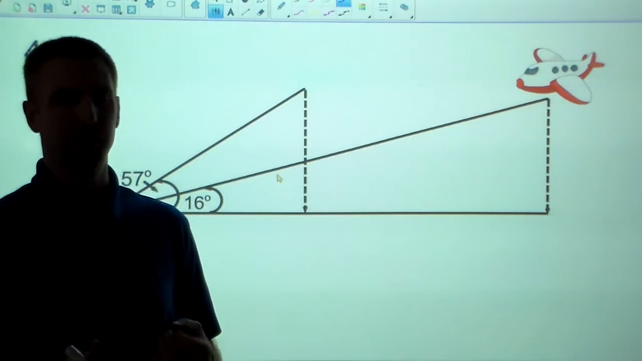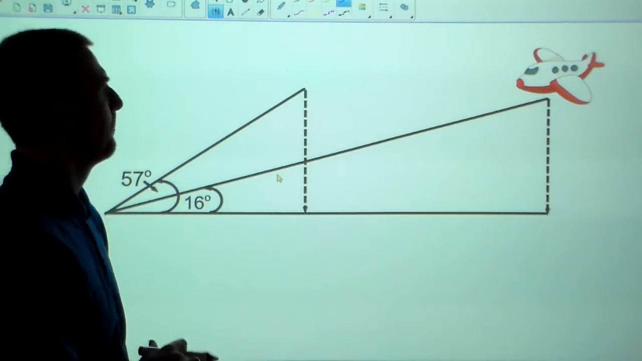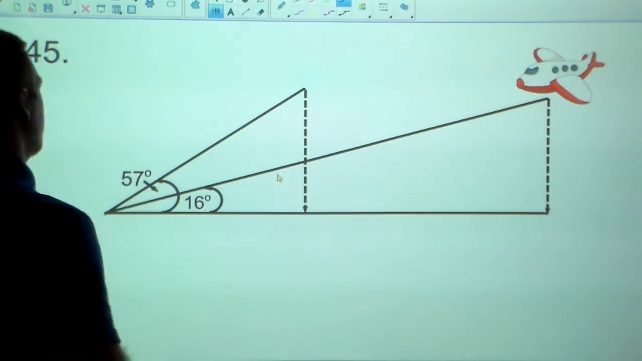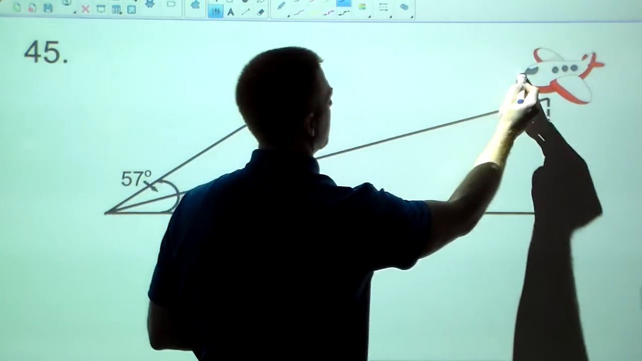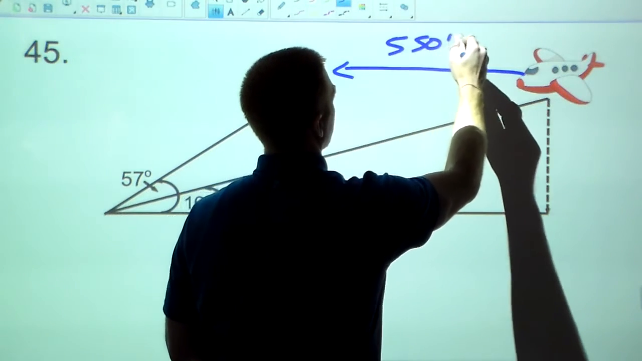This problem's pretty open-ended. There's a lot of approaches you can take, so I'm just going to go through the most direct route that I know. Just at first glance here, we've got an airplane that's traveling this direction toward us at 550 miles per hour.